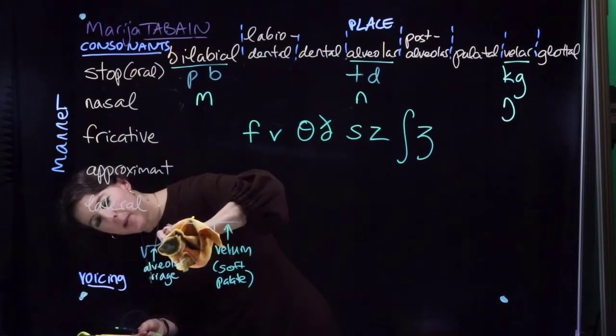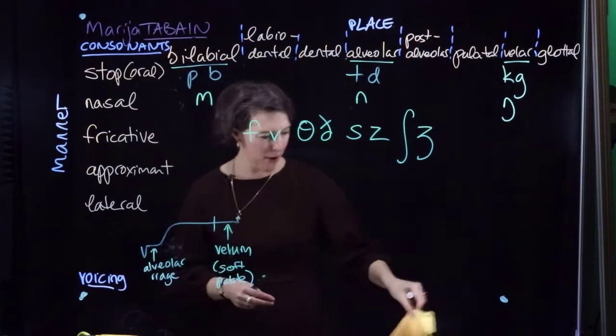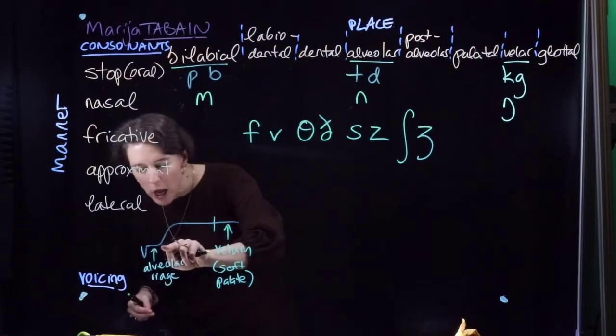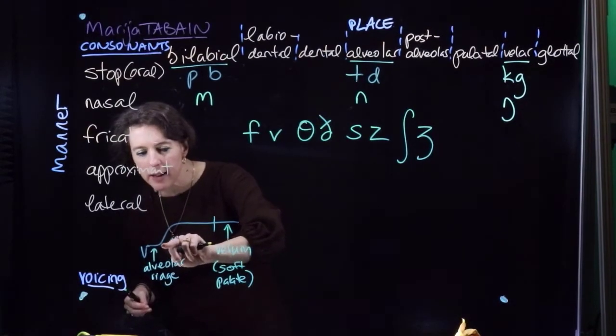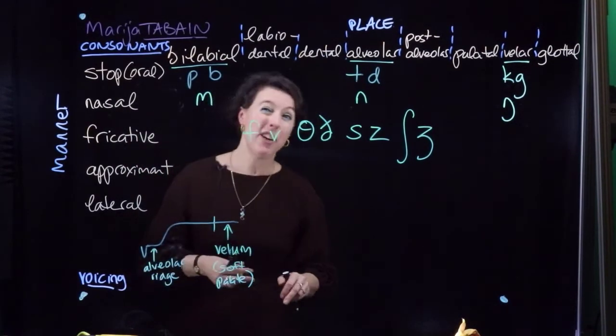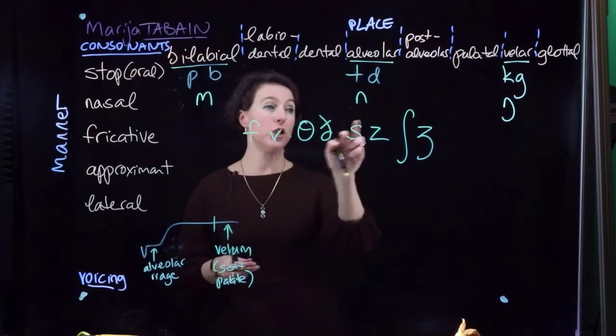But anyway, so post-alveolar, I won't write anything at all. Post-alveolar is just behind that alveolar ridge, right at where it's starting to kink, if you have a kink. Okay, so that's post-alveolar, just behind.